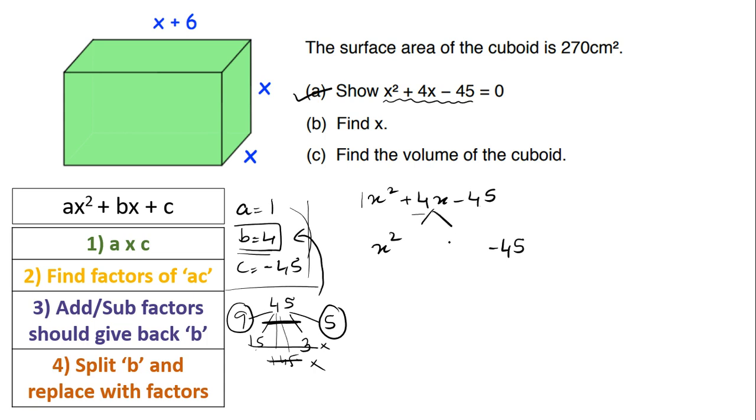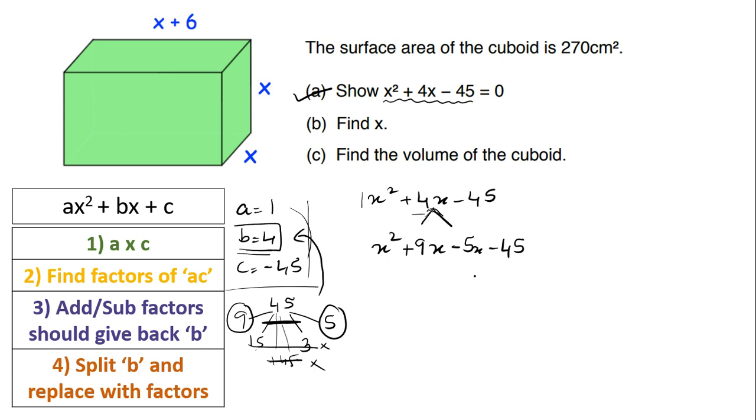This b, that is 4x, splits into the two factors that I found. That is 9x. So I'm going to write x squared plus 9x, and then minus 5x. Why do I do minus 5x? Because 9 minus 5 is the one that is going to give me 4x, right? 9 minus 5 is going to give me 4. That's why I do 9x minus 5x.